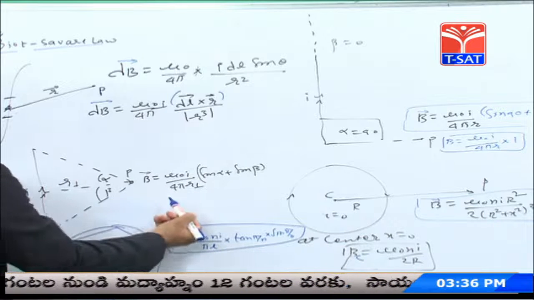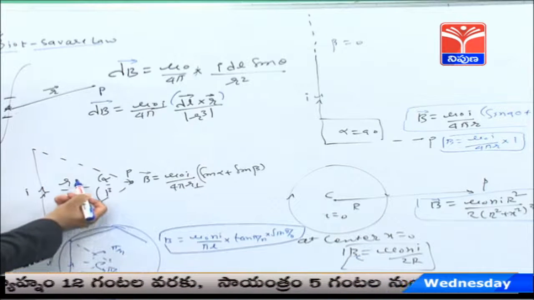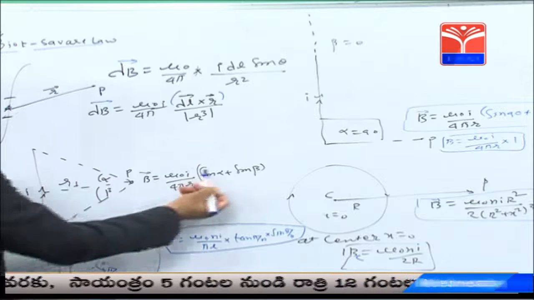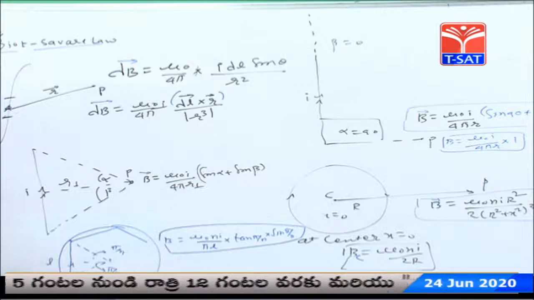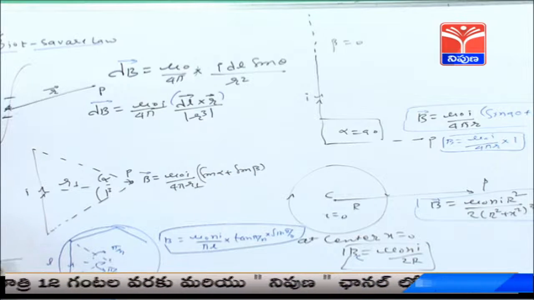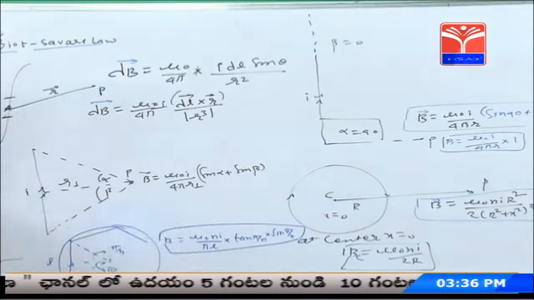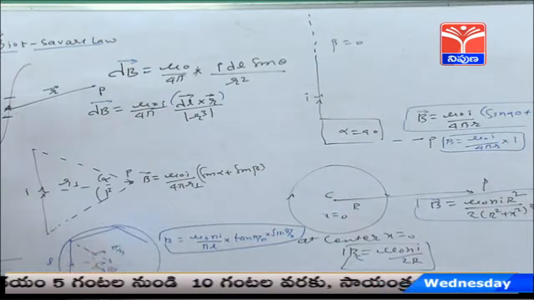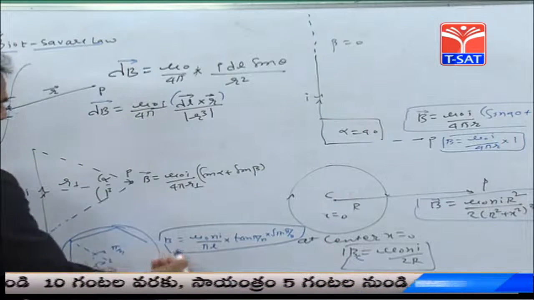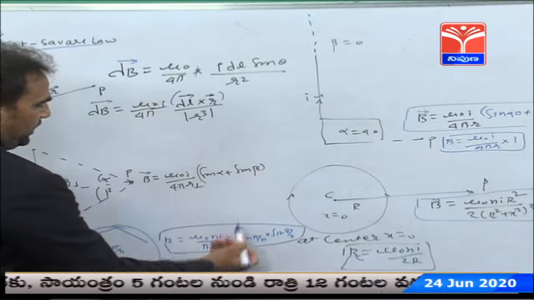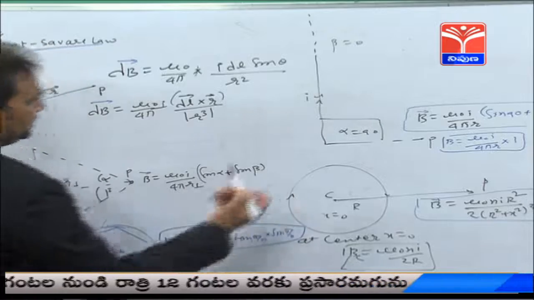B is equal to mu naught I by 4 pi r, where r is the perpendicular distance, into sin alpha plus sin beta. Next, when a current carrying conductor is bent in the form of a regular polygon, the magnetic field induction at the center of the polygon is given by B is equal to mu naught n I by pi l into tan pi by n into sin pi by n.